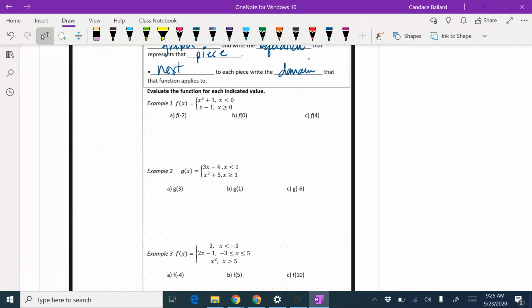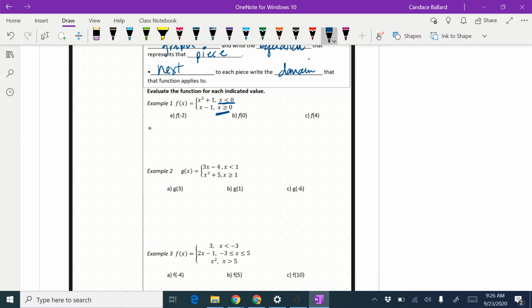All right, evaluate the function for each indicated value. All you have to do is plug in, but you have to understand which branch it goes into, so you have to make sure the domain is true. This one is any x value that's less than 0, which we plug into the top equation. For this one, we want any x value that is greater than or equal to 0, so it includes 0 and gets plugged into the bottom branch.